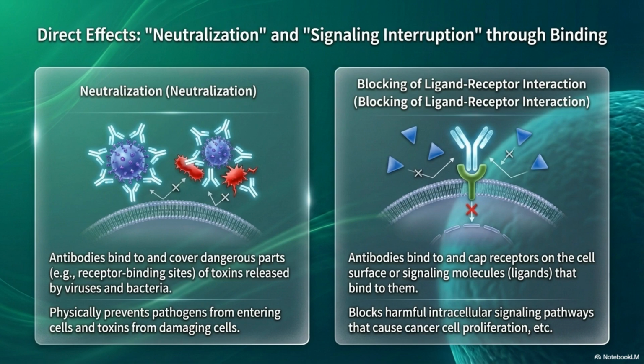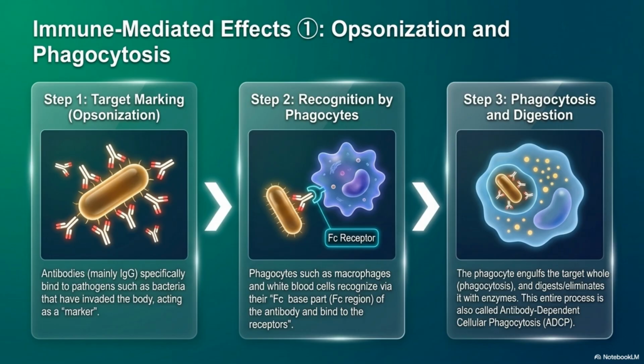Prime examples of direct effects are neutralization and signaling interruption. In neutralization, antibodies coat the dangerous parts of viruses or toxins, preventing them from entering or damaging cells. In signaling interruption, antibodies bind to receptors on cell surfaces to block the abnormal molecular signals that drive processes like tumor growth.